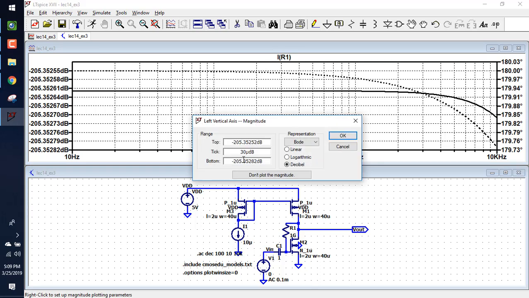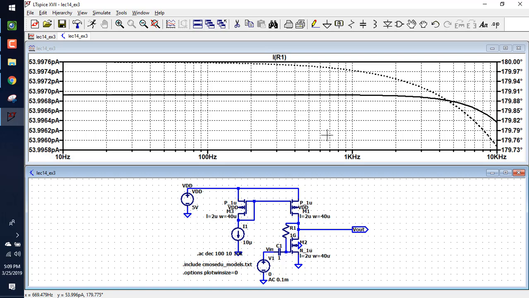Let's go right click and put this at linear because you don't know what minus 200 dB is. Picoamps, small compared to, that's 1,000,000 times smaller than the microamps. All right, let's do one more thing and then we'll call it a day. Any questions on any of this?